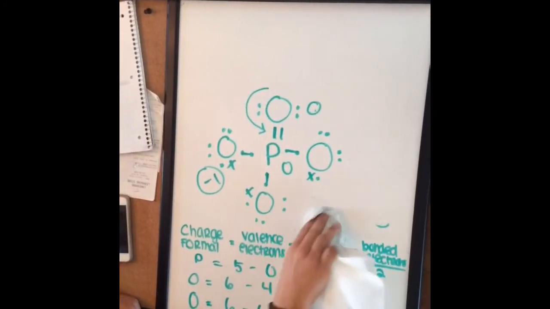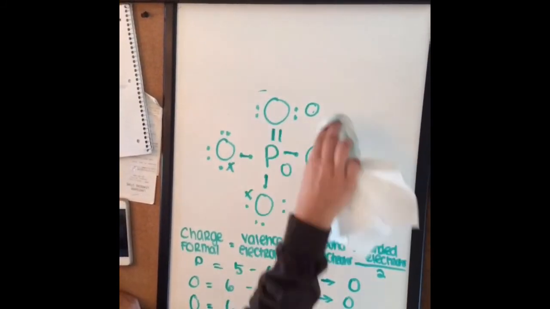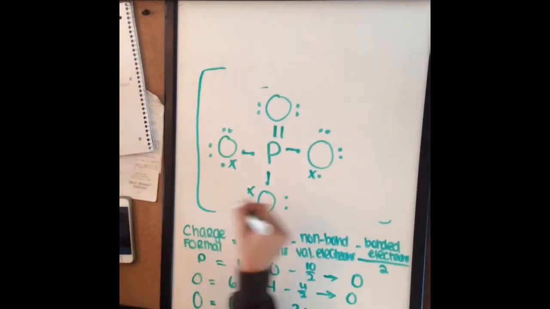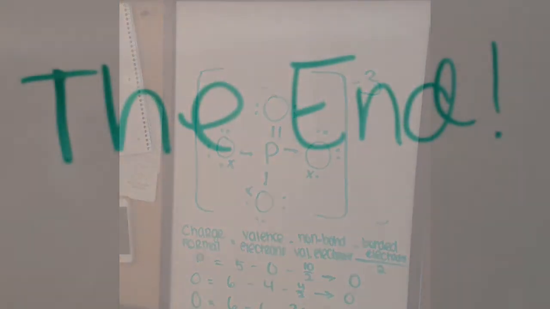The final Lewis dot diagram is put into brackets with a -3 on the outside to tell you that you have added 3 electrons.